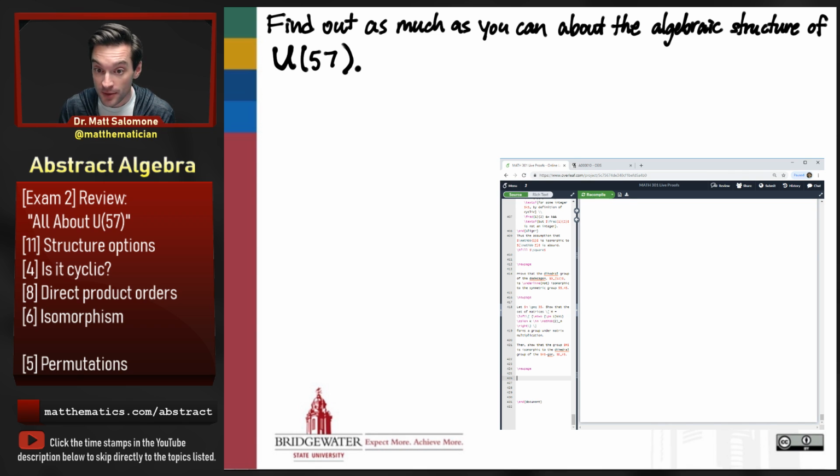The goal is to say as much as we can about the algebraic structure of that group. In particular, can we discover whether or not this group is isomorphic to some direct product of cyclic groups? And if it is, then what direct product do we want there?